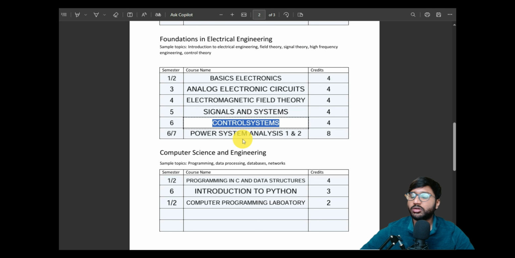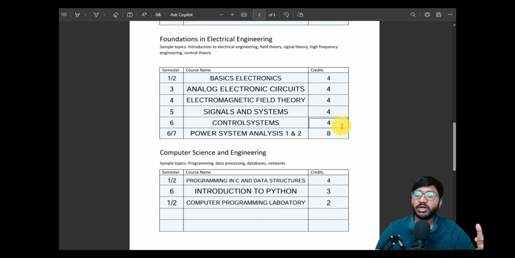So here, control system, I did only 1, which is 4 credits. But people who have done an elective in control system can also give control system 1 and 2 and give 7 credit points, because the elective is 3 credit points, like that.